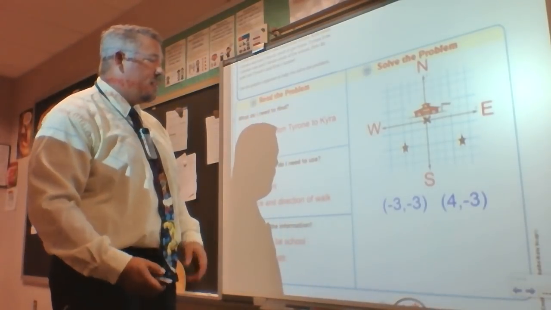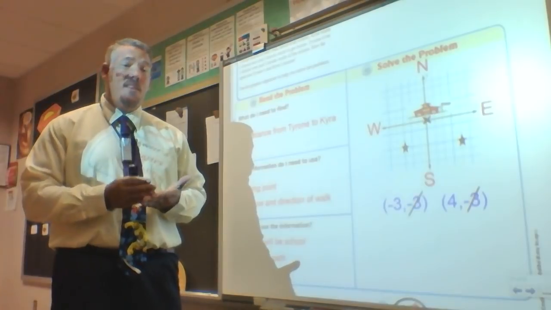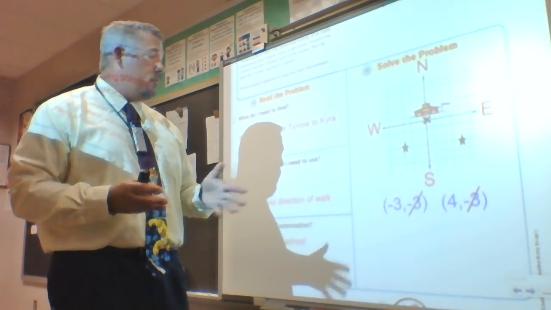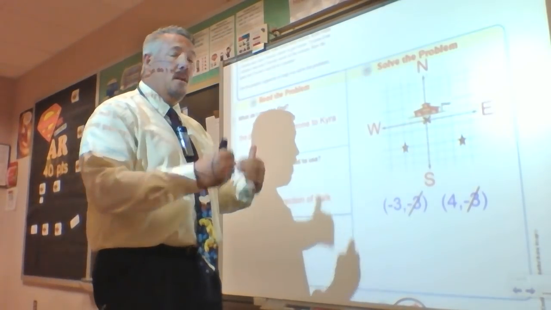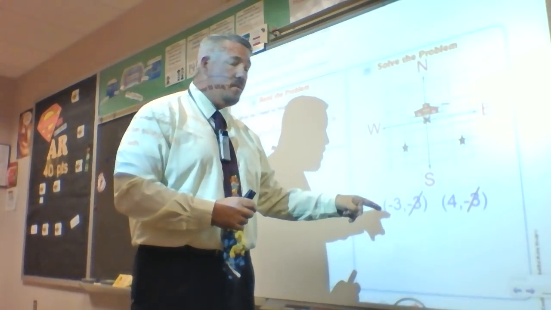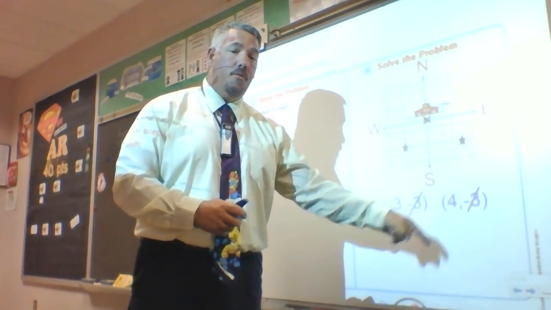Well, when I figure out that distance, then we've talked about looking at what number stays the same and then using math on the numbers that are changing. My y-axis, they're both at -3. They're both straight across from each other in town. But my x-axis is the one that changes. I have a -3 and a +4.